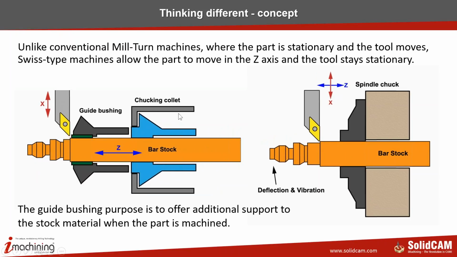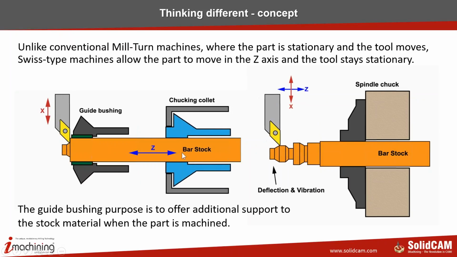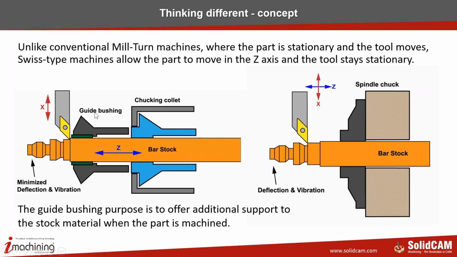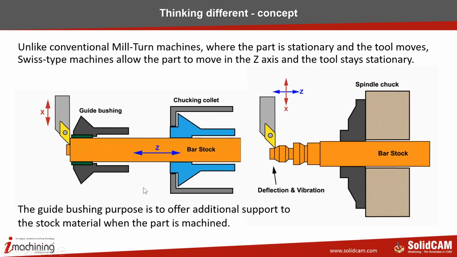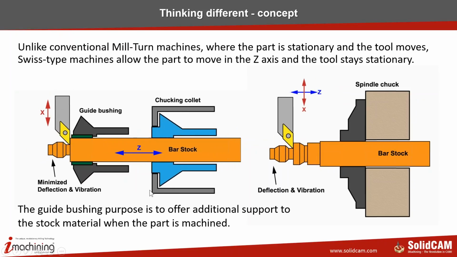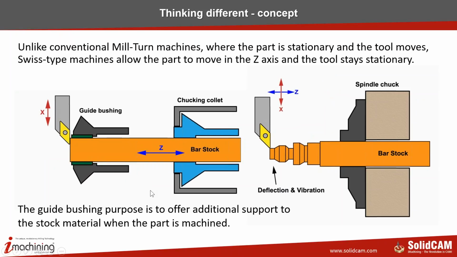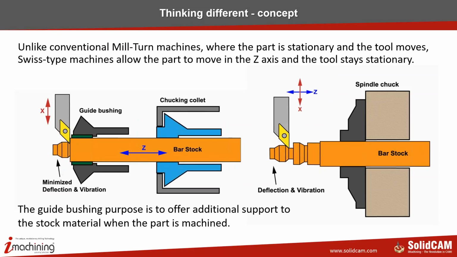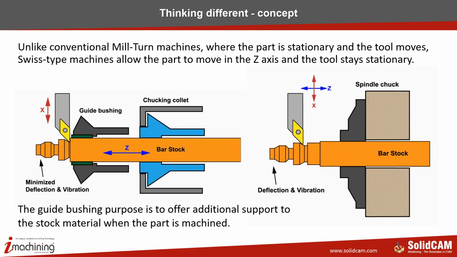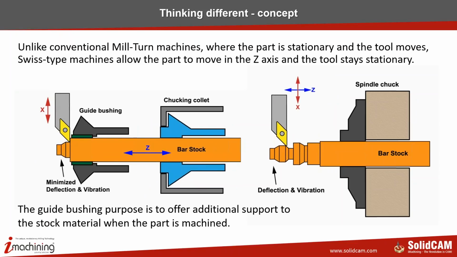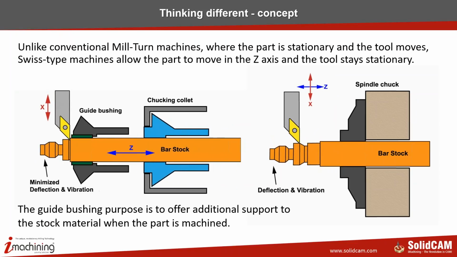a jacking collet basically that moves the bar along the z-axis through the guide bush. Now, the purpose of the guide bush is just to offer additional support on the stock material, which actually allows us to make parts where the diameter length ratio is bigger than 5. Okay, and in that case, the deflection and vibrations are minimized.